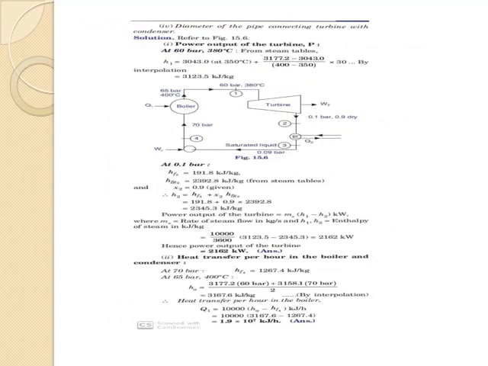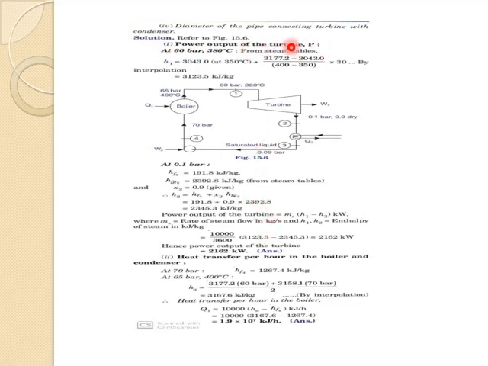Now let us have a look at the solution here. So the first thing we need to do, after reading the question, is draw this Rankine cycle and assign proper notations. The cycle consists of turbine, condenser, pump and boiler. Okay, let us find out the first one, which is the power output of the turbine.